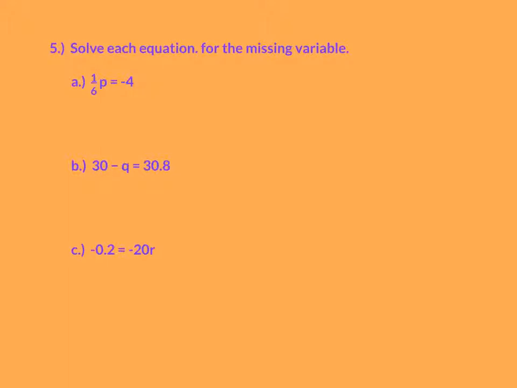Okay, so for this, we're going to be solving each equation for the missing variable. And I know whenever I need to do that, I typically just do the opposite of whatever's going on with that variable to get the variable by itself. So for instance, for this first one, 1/6 times p. Remember, a number next to a variable means multiplication. The opposite of multiplication, of course, is division. So I'm going to divide both sides by 1/6.